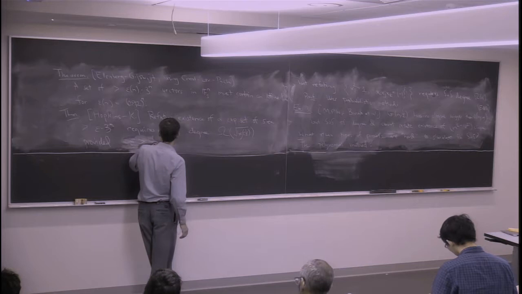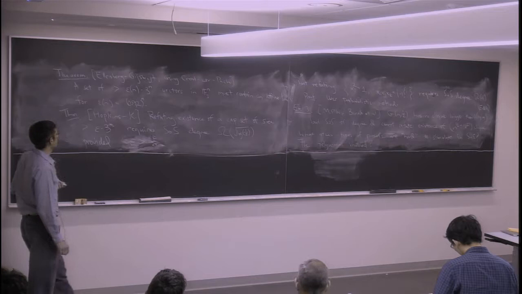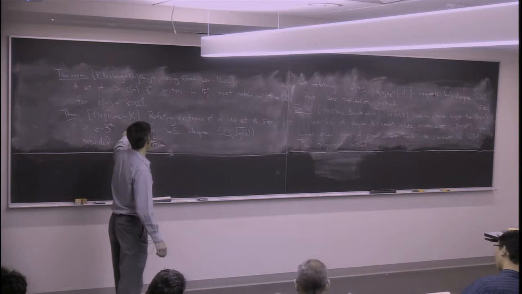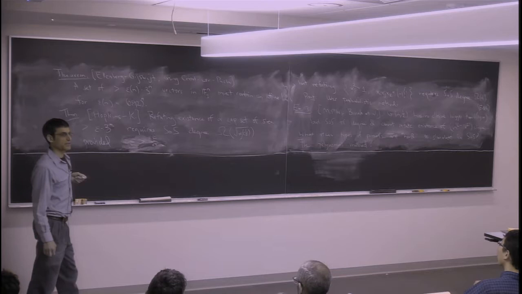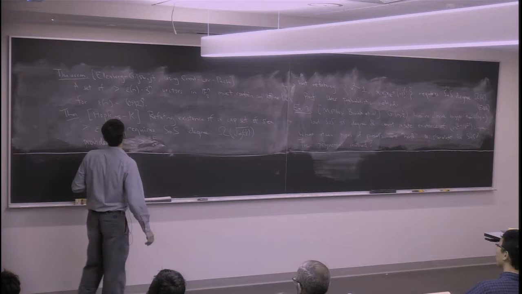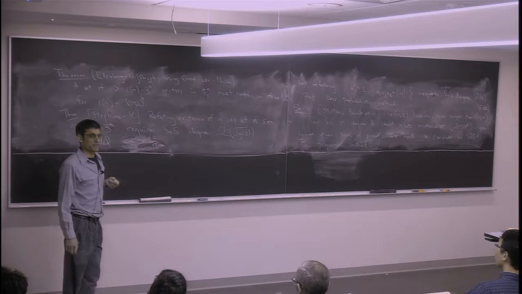What's the obvious upper bound on the SOS degree? The number of variables is 3 to the n also. The number of variables is 3 to the n, yeah. Yes. So what's the obvious upper bound on the degree? Well, there's an obvious upper bound of 3 to the n.